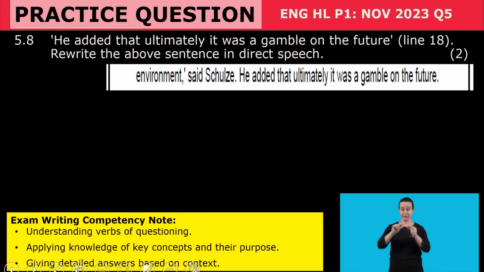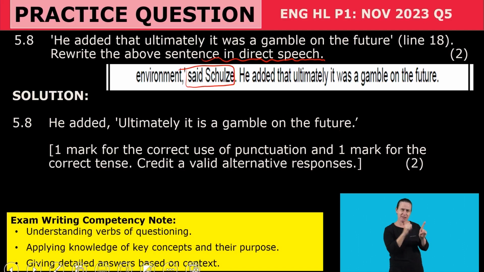Now let's take a look at question 5.8. Here we have a sentence. He added that ultimately it was a gamble on the future. Rewrite the above sentence in the direct speech. So it's in indirect speech and you have to put it into direct speech. So it's from Schulze. And remember, when you're writing in direct speech, you need to add quotation marks and then change some of the verbs. So he added, ultimately, there we have our quotation marks, and was a gamble changes to is a gamble on the future. Here you will get 1 mark for the correct punctuation and 1 mark for the correct tense.